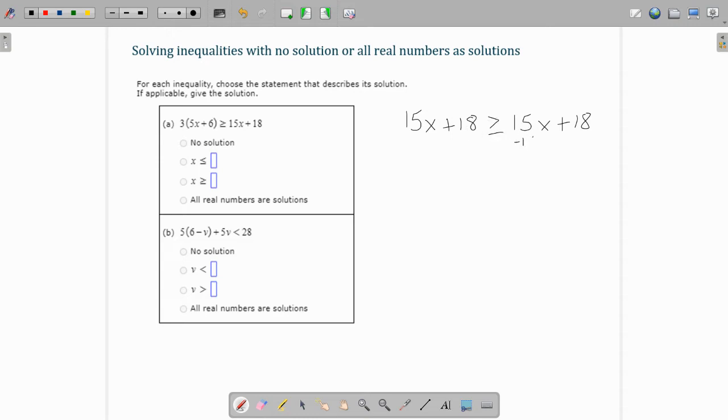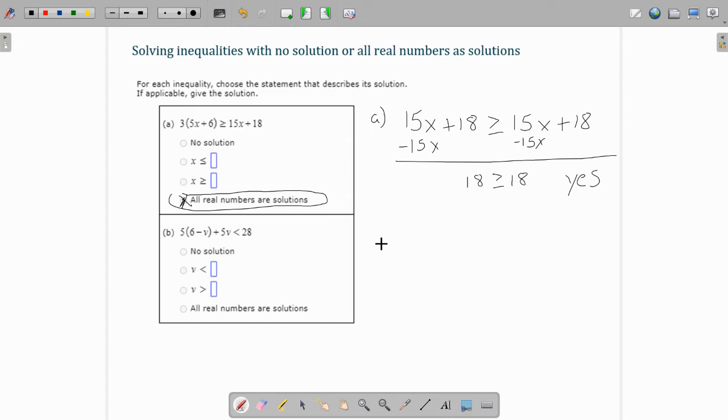So if we subtract the 15x, which you don't have to show in your work, I'm just doing it for notes, some of you probably can just see this. You get 18 is greater than or equal to 18. Is 18 greater than or equal to 18? Is this a true statement? Yes. So this one would be your all reals, because this is a true statement.